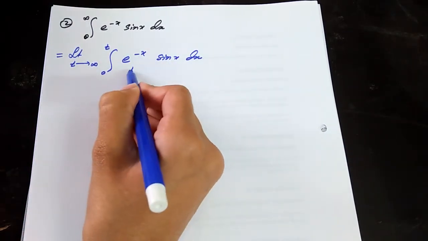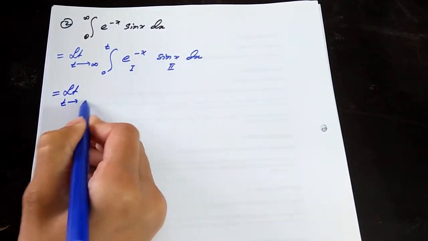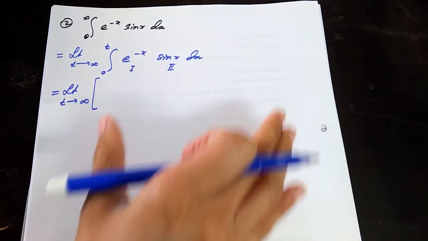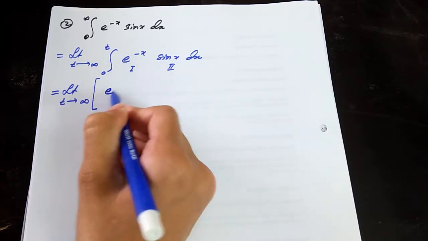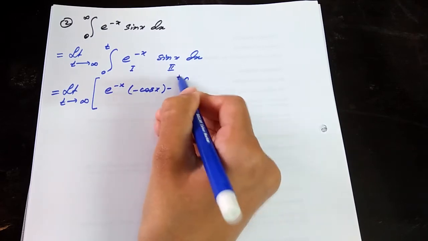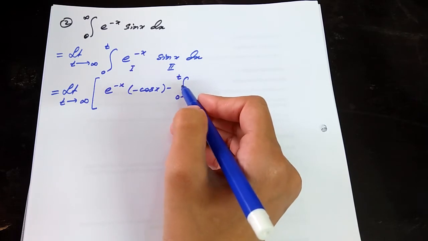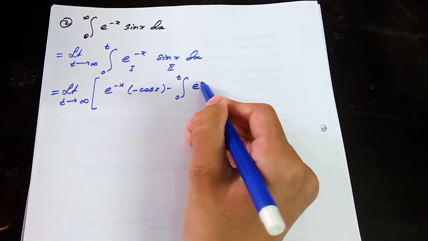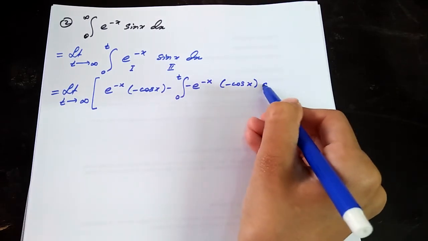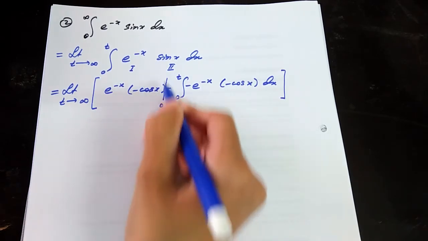I am taking this as the first function and this as the second function, and integration by parts will give you limit t approaches infinity. I am writing these brackets because I have the limit here, that will be applied at the end on the answer. Now first function as it is into integration of second function, minus integral of derivative of first function. Derivative of first function will give me minus e raised to power minus x, and integration of second is minus cos of x dx, and here on the whole the limits of integration.